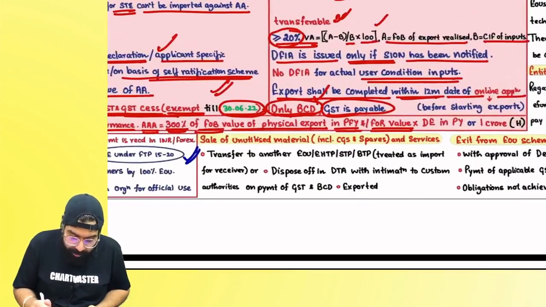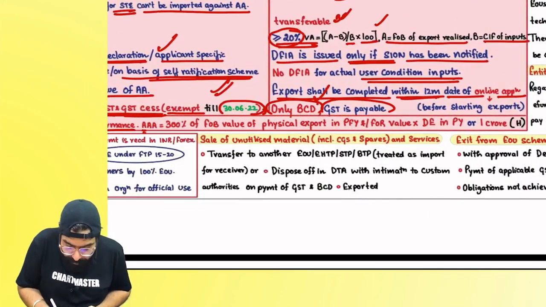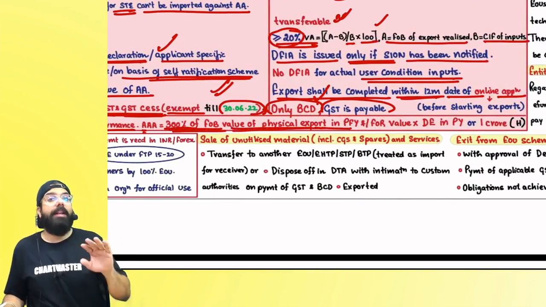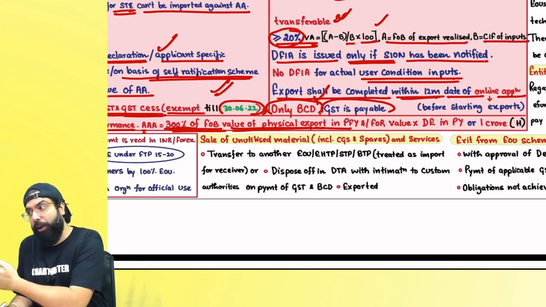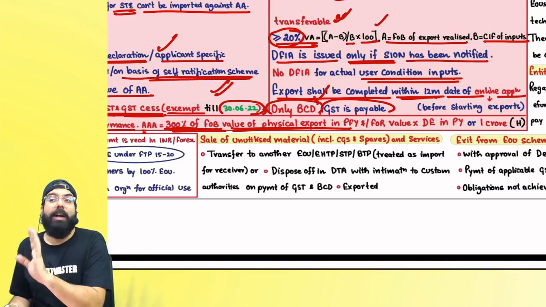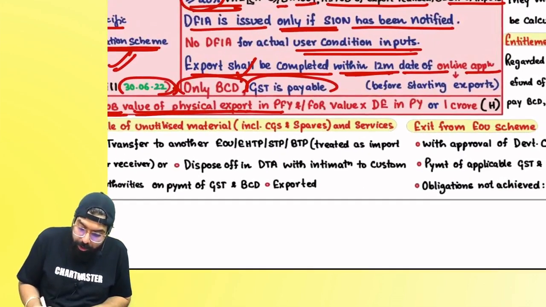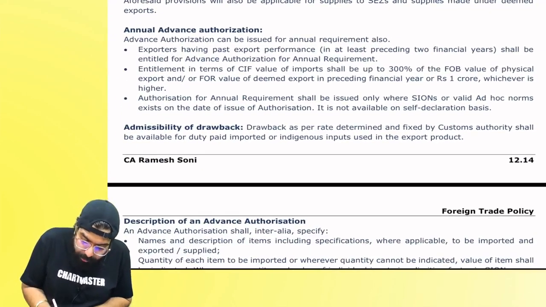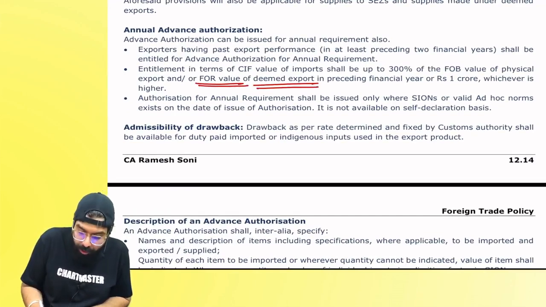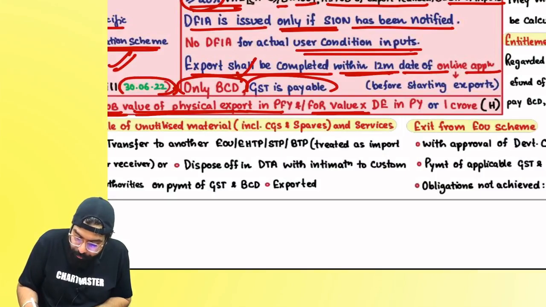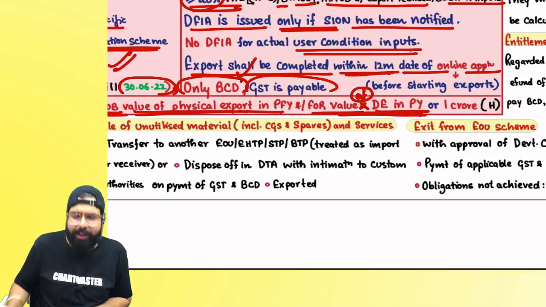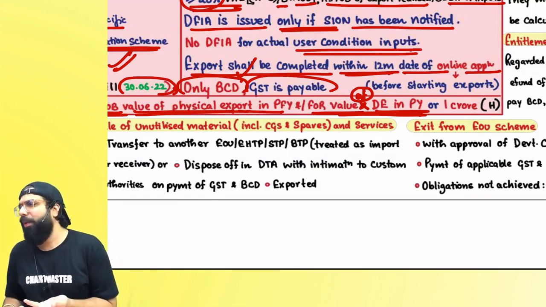Everyone over here, listen. 300% of the FOB value of physical export in the preceding financial year. In the preceding financial year, whatever I have exported, of that, whatever was the FOB, how much will they give? 300%. Or FOR value of deemed export in the preceding financial year. Sir, what is FOR over here? Free on road, freight on road.